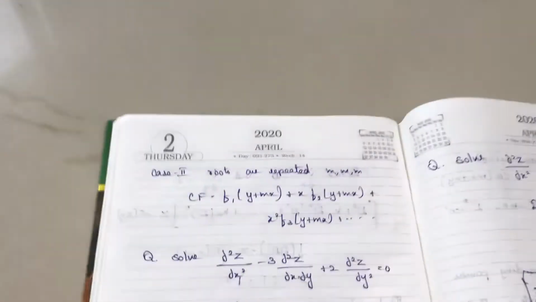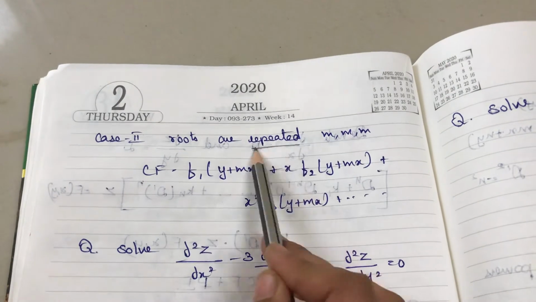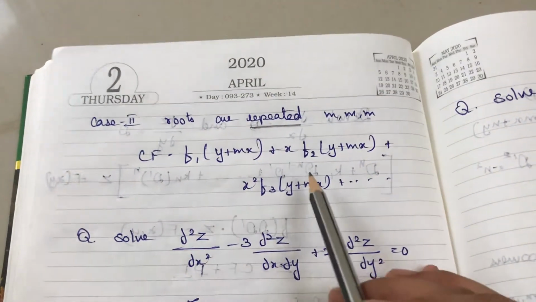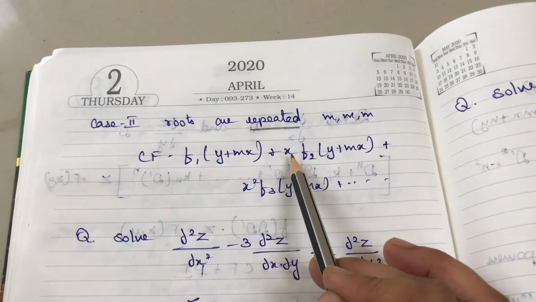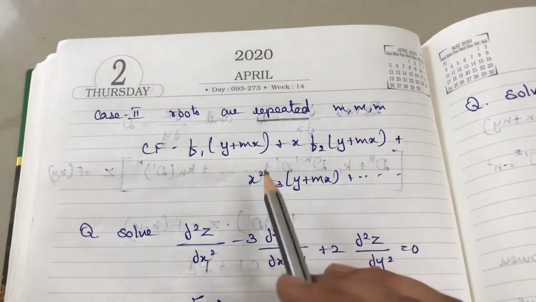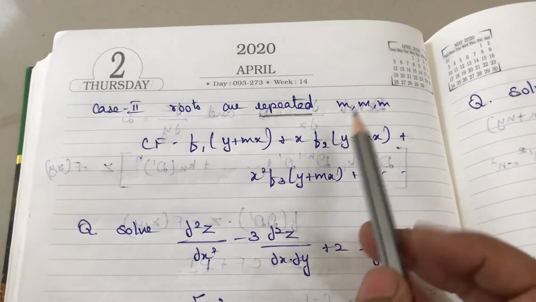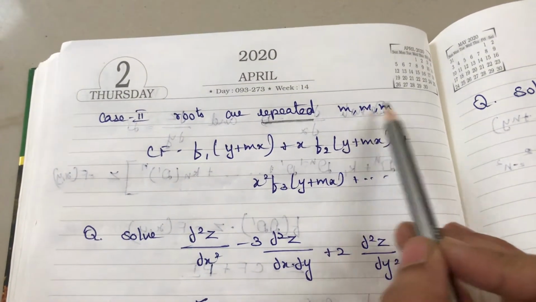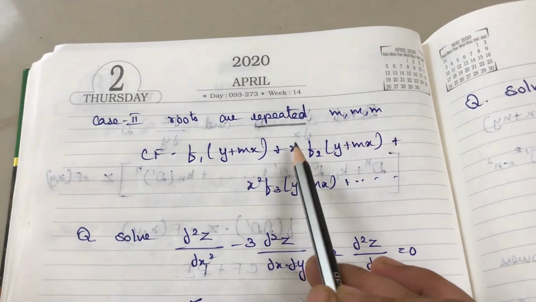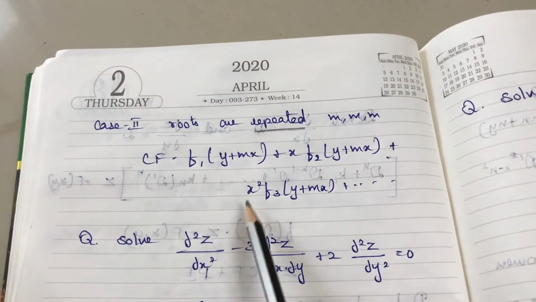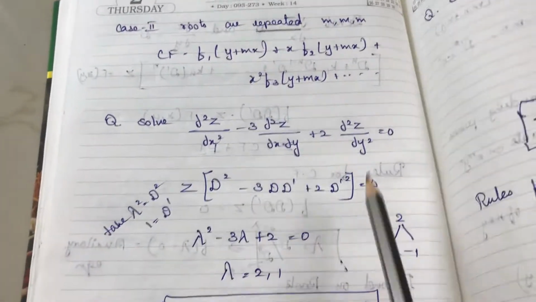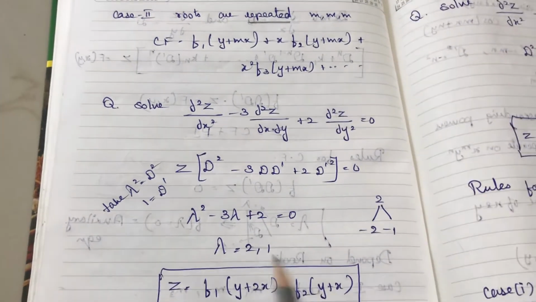If it is repeated, just write f1 of the function (y + mx) plus x into f2 of this function. Again, if it is repeating like 3 times, then f1, f2, f3. So here the second term will contain x, the third term will contain x square. That's it, it will go on. So let's see some sums, you will get a clear idea.